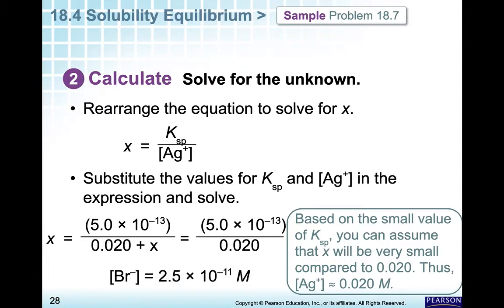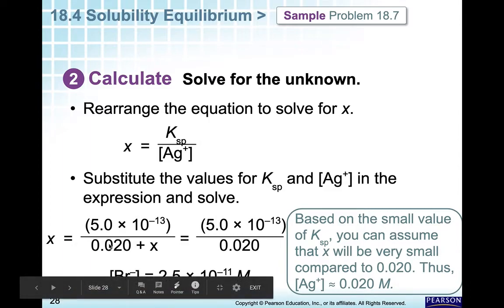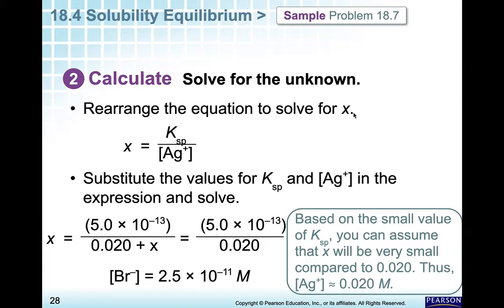Think about adding 0.00002 to this number. Well, we get 0.02002, but if we round back to two significant figures, we've got the same number. So, hey, maybe we can leave that out. If we make that assumption, we assume that when we add these together, we still would round to 0.02. Well, now we can easily solve this in our calculator. And we do. And we get that X, or the concentration of bromide ions, is equal to 2.5 times 10 to the negative 11th.